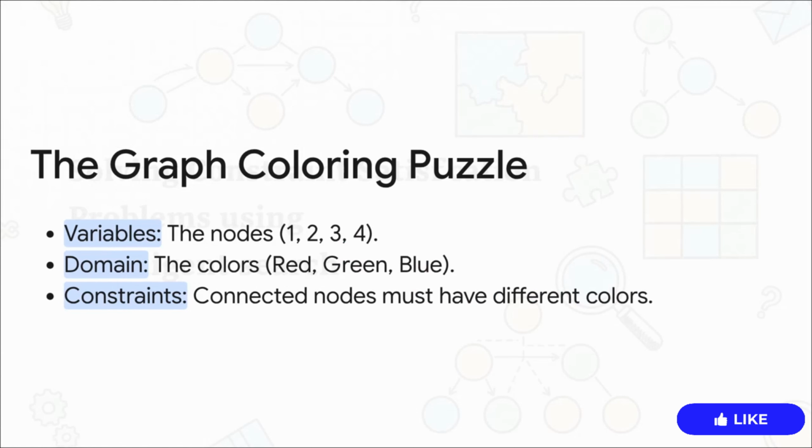All right, let's make this real with a classic puzzle, graph coloring. Our variables, they're the four nodes, or circles you see on the screen. Our domain, that's our color palette: red, green, and blue. And the big rule, the crucial constraint: if two nodes are connected by a line, they absolutely cannot have the same color. Sounds simple enough, right? But as you're about to see, solving it isn't always so straightforward.